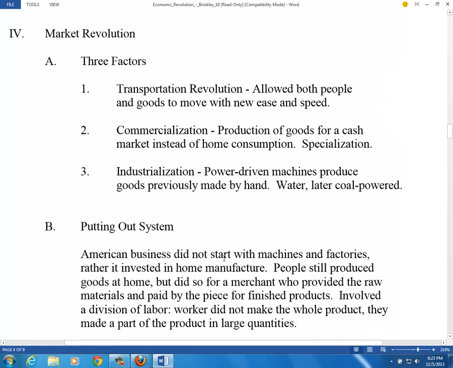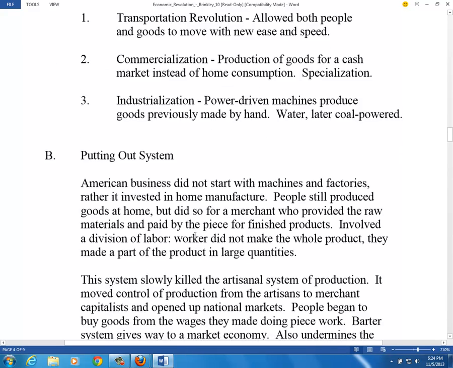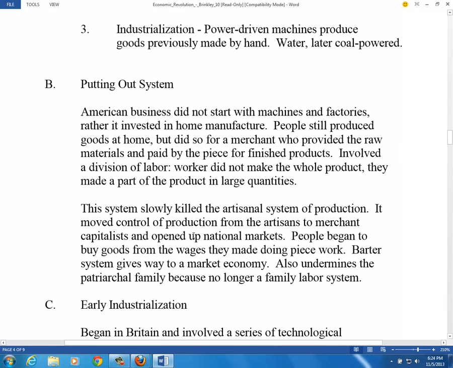So in terms of what they refer to as the market revolution, you've got these three different factors. You have the transportation revolution, which we've already been talking about. The idea of commercialization, meaning people are now thinking more about producing stuff for the market, not just for their own home consumption. It's a whole mentality change that's taking place in our society at this point in time. And then obviously that's powered by industrialization that can produce those products on a higher scale than they used to.